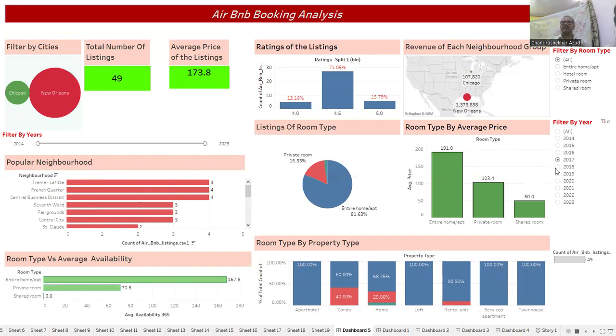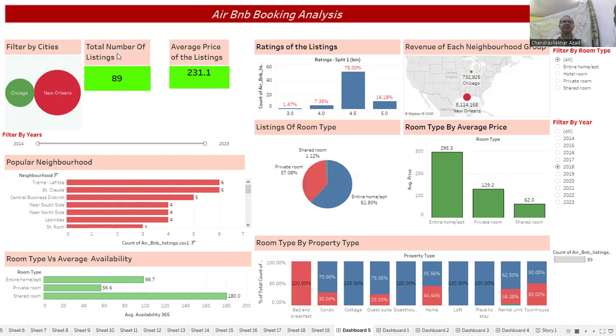If we talk about the year 2018, the total number of listings is 89 and the average price of the listings is 231. The average price increases by about 50 points. About 75% of the listings have a rating of 4.5 and 16% of the listings have a rating of 5. Chicago city and New Orleans city contribute most of the revenue. The most popular neighborhoods are Tremé, Lafayette, St. Cloud, Central Business District, Near South Side, and Near North Side. Here, 37% of the listings are private rooms, 61% are entire home apartment, and 1% are shared rooms.